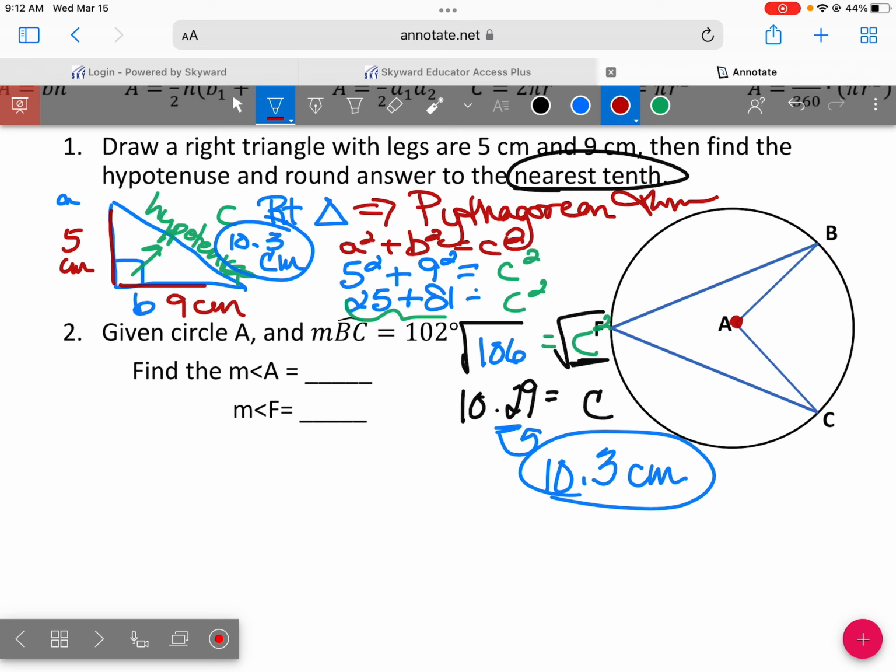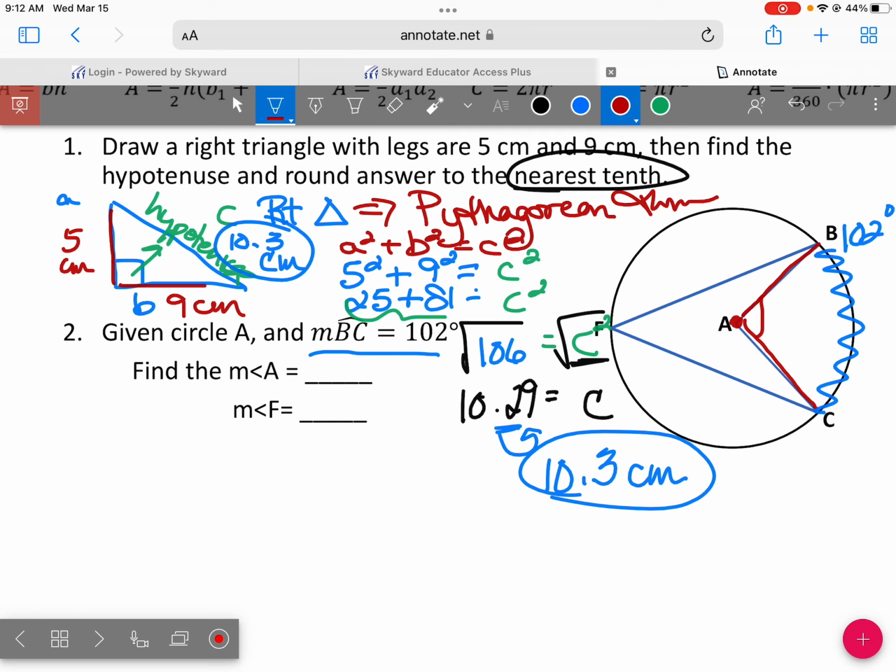So if we want to find the measure of angle A, which is right here, and they tell us that the measure of this arc, and show that. We are very visual. Show that so you can see it in front of you. If the measure of that arc is 102 degrees, what is the measure of this angle?